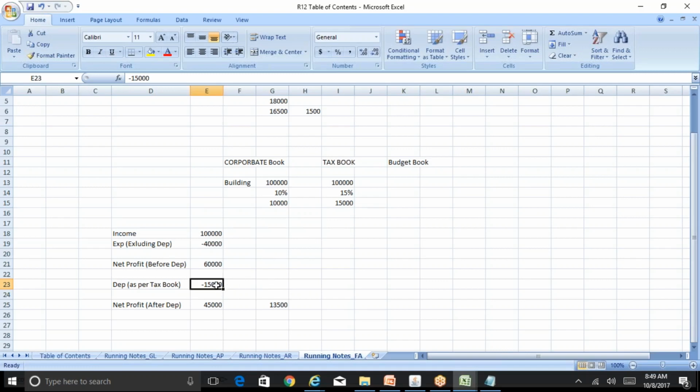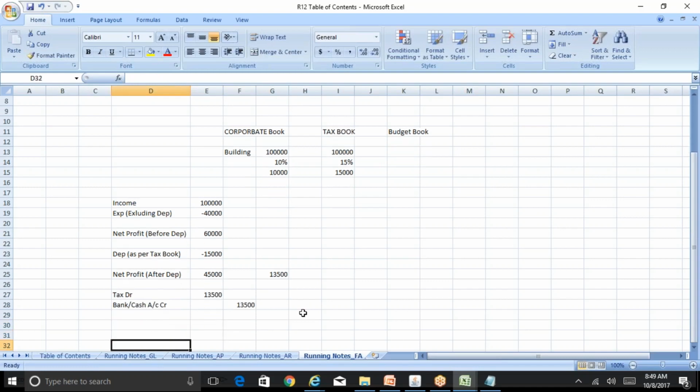So you are showing that 15,000, calculating this is your net profit after depreciation, and outside the system you are doing this calculation and arriving at that figure and paying that amount to your income tax department. And once you have paid that 13,500 to your income tax department, again in your GL you pass an entry like your tax account debit 13,500 and your bank account credit 13,500, bank or cash account. So that's the journal entry which you pass whenever you are making a payment.